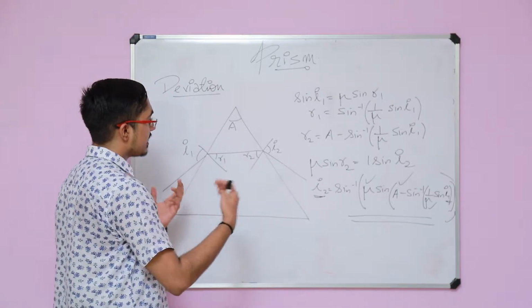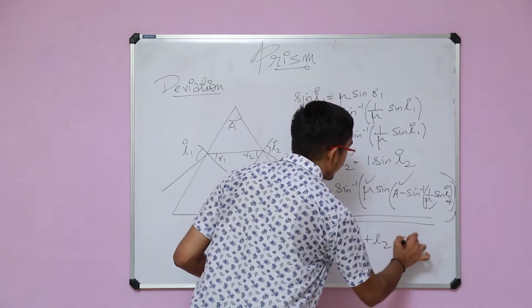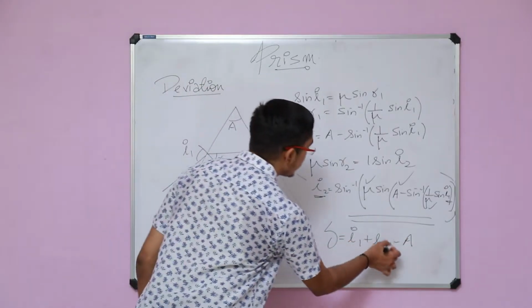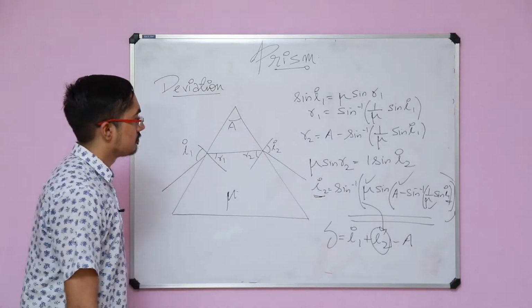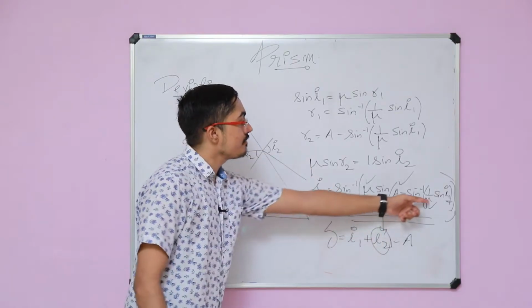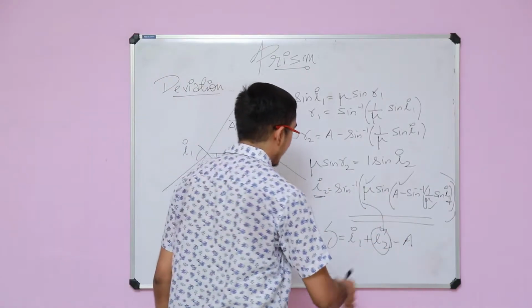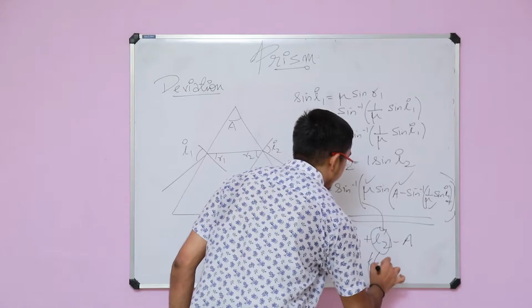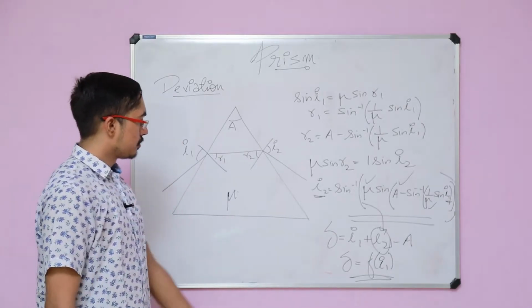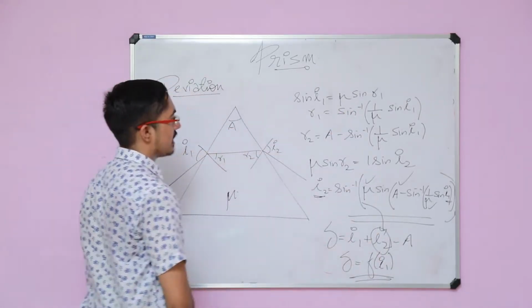And what was the equation for deviation? Deviation was given by delta is equal to I1 plus I2 minus A. A is a constant, I1 let it be there, and in place of I2 we will substitute this big equation. So the angle of deviation can be written as a function of I1, an equation where the only variable is I1. So delta is a function of I1, right? As I1 changes, delta will also change, and delta will depend only on I1 as per the derivation that we have done here.